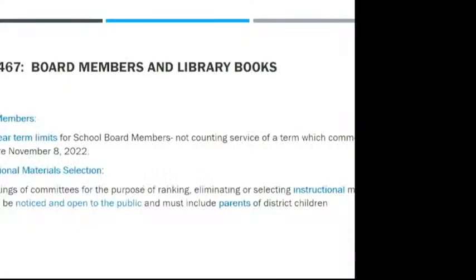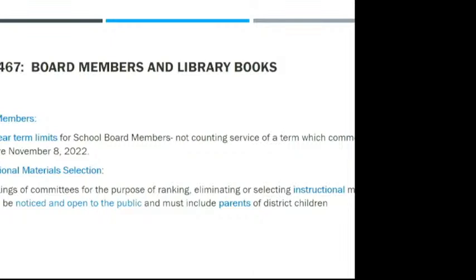Yes, this bill here, 1467, went through a lot of changes, and it covers two topics. One is board member terms, and it ultimately did put a cap of a 12-year term limit on school board members, but it does not count the terms that you're currently serving, anything prior to November 8th, 2022. That's all that it changed for board members in the end. Then it switches to instructional materials briefly, and then the rest is about library books.